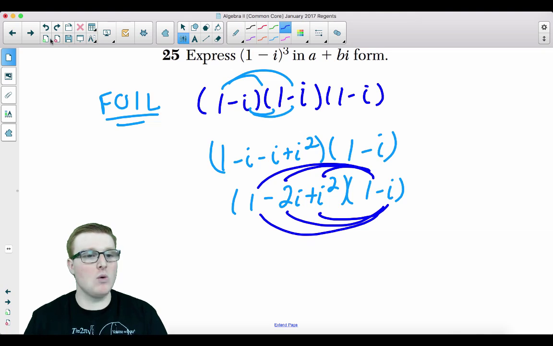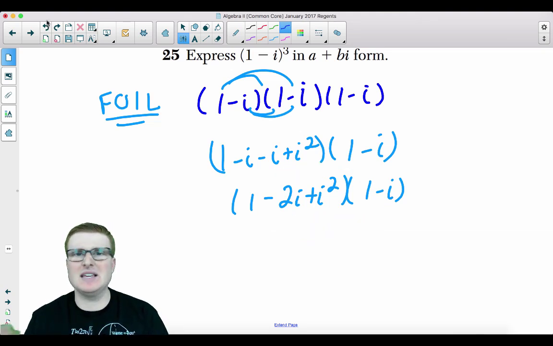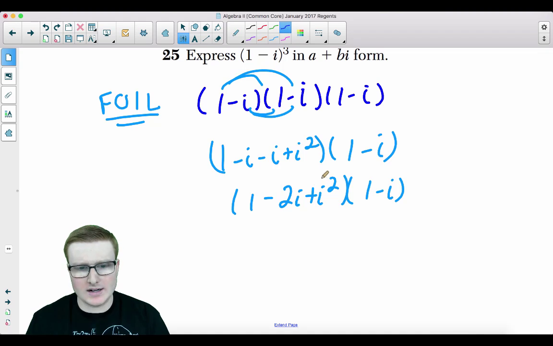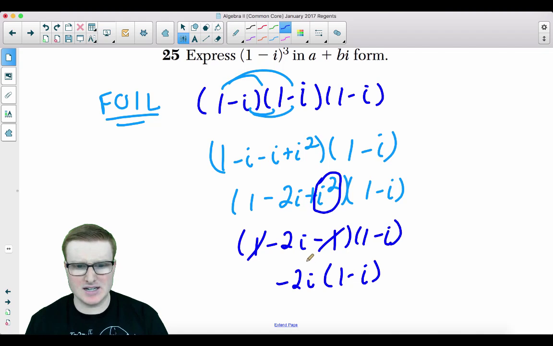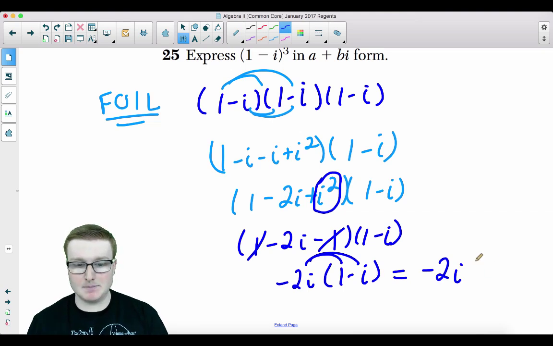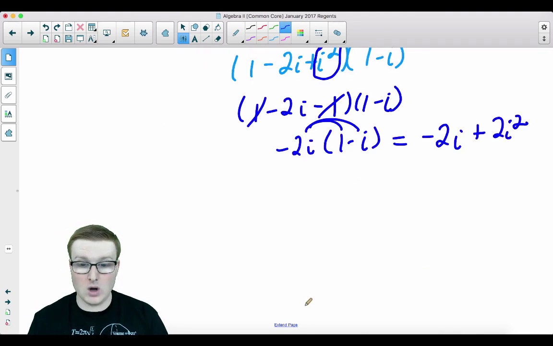Actually, wait a minute. Even before that, there's something easier. Hold on a second. i squared is negative 1. So this is 1 minus 2i minus 1, times (1 minus i). Doesn't the positive 1 and the negative 1 cancel in this parenthesis? Yeah, it does. So we could take negative 2i multiplied by (1 minus i). That's so much easier, is it not? And distribute. Negative 2i times 1 is negative 2i. Negative 2i times negative i is positive 2i squared. But remember, i squared is still negative 1. So this is going to be negative 2i minus 2.